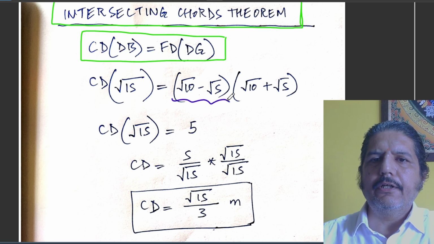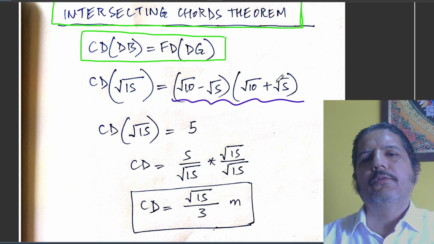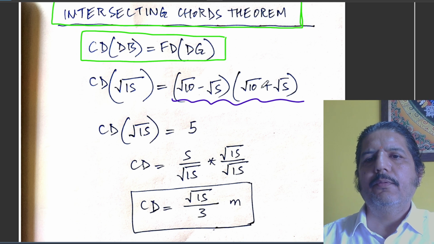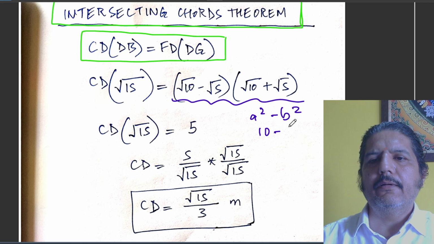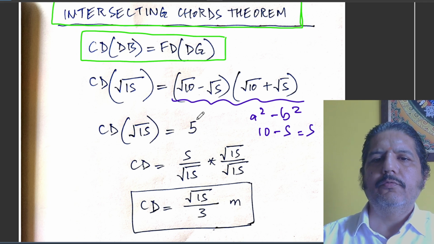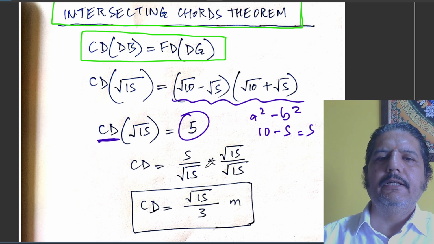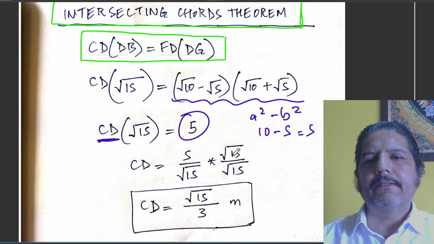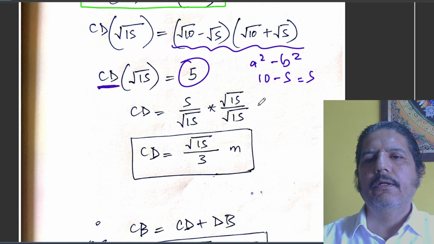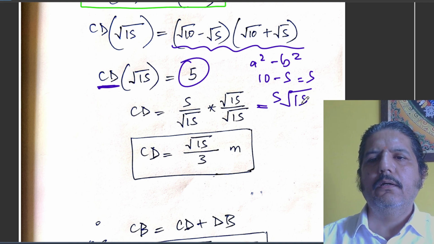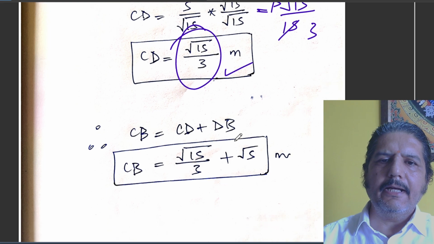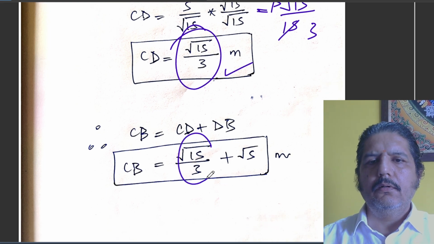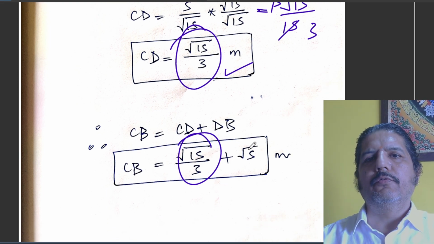So this is what I was trying to say: root 10 minus root 5 into root 10 plus root 5. Now this is a minus b into a plus b. This would be equal to a square minus b square. So this will be equal to 10 minus 5. This will be equal to 5. So CD would be 5 by root 15. I rationalize this. This would be 5 root 15 upon 15. So this is root 15 by 3. And then I add the two parts, root 15 upon 3 plus root 5.